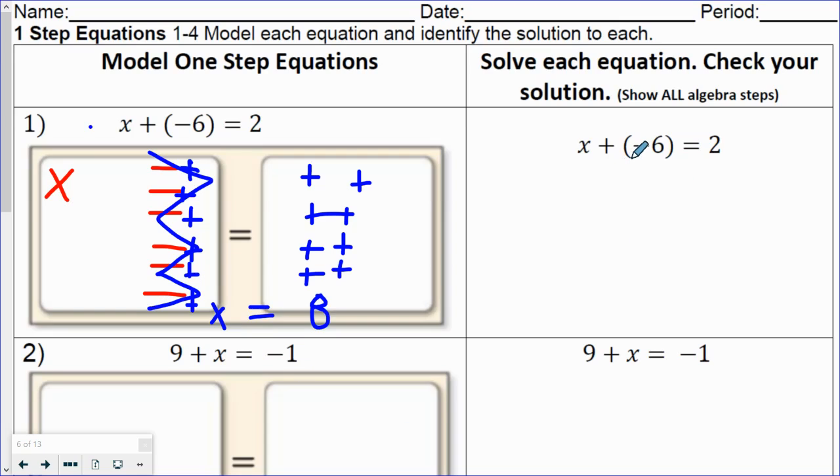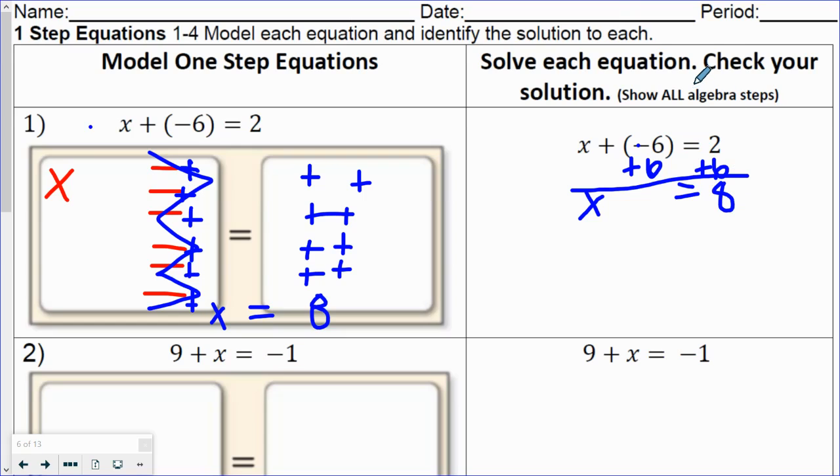All right, algebraically, we need to solve this now. And so this is a plus 6 because of this negative here. And whenever I do that side, I gotta do this side. Bada bing, bada boom. And so then x equals 8.